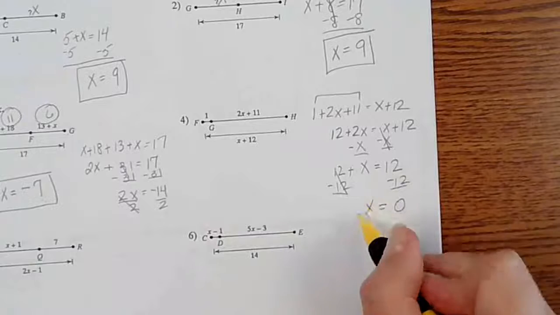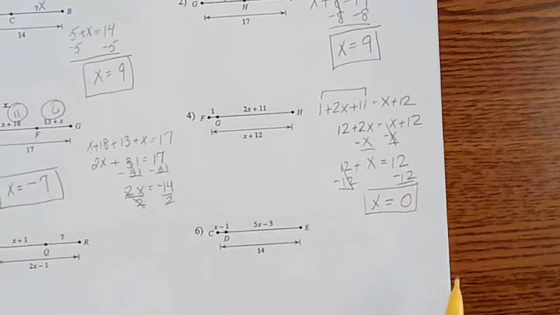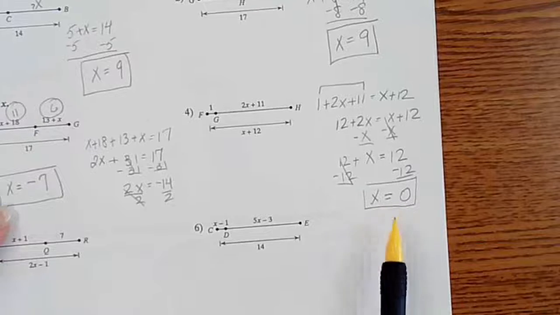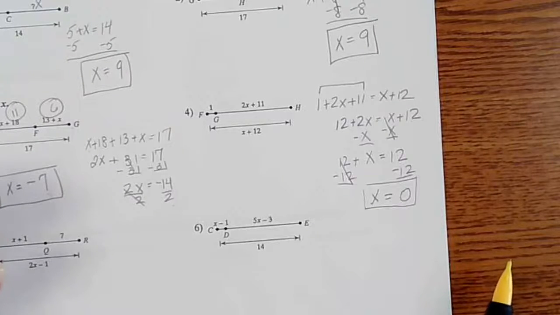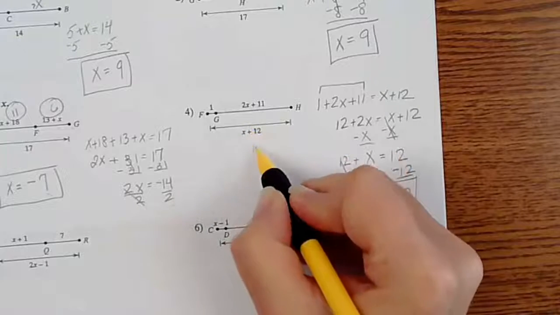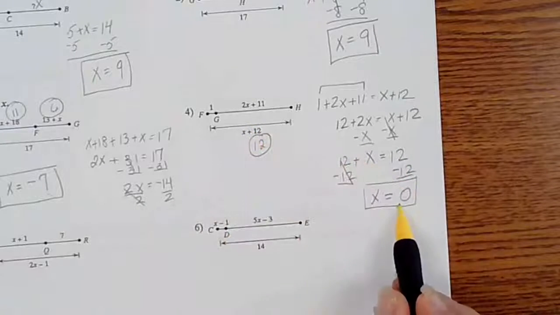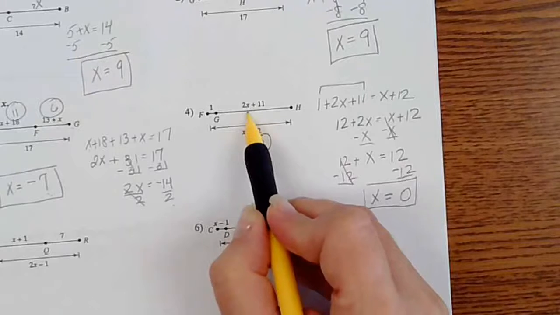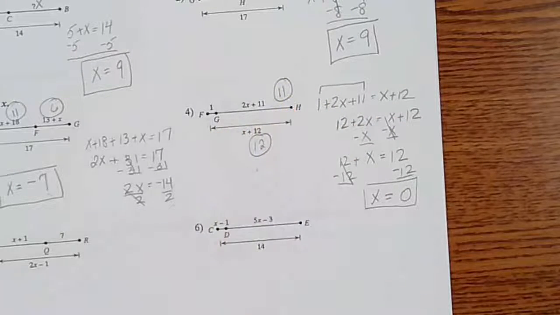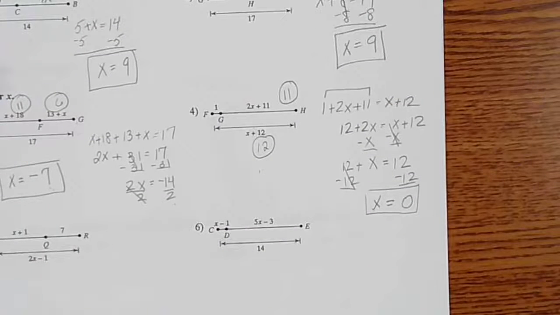And just like this negative 7 over here, x can be equal to any number. We just need to double check that when we plug it in, if you plug in 0, that's 12. Plug in 0, 2 times 0, that's 0, plus 11, it's 11. And 1 plus 11 is 12, so it works. X can be negative and 0. Your side lengths cannot.